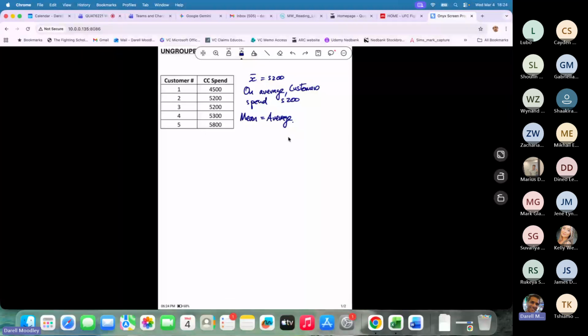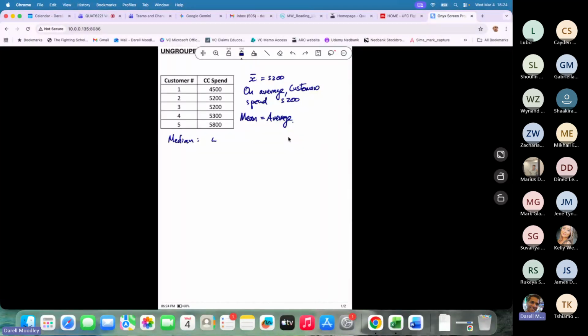Another measure for the central measure is the median. Okay, now the median is a bit different. The median is just the center number, the middle number. So if you look at our data, I'm going to rewrite it just horizontally.